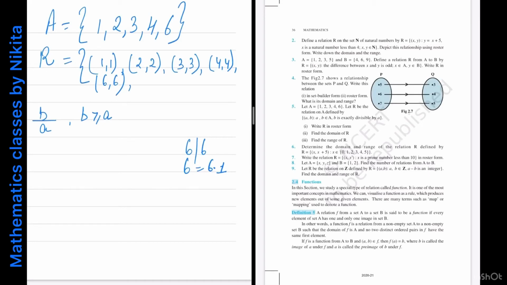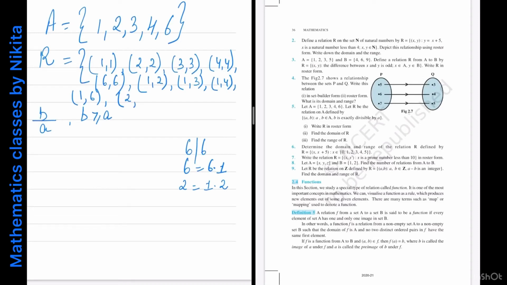So therefore I will write the ordered pairs of this form also, 1 comma 2, because 2 is exactly divisible by 1. So 2 can be written as 1 into 2. Similarly, 3 is exactly divisible by 1, 4 is exactly divisible by 1, then 6 is exactly divisible by 1. Now let us take x equal to 2.